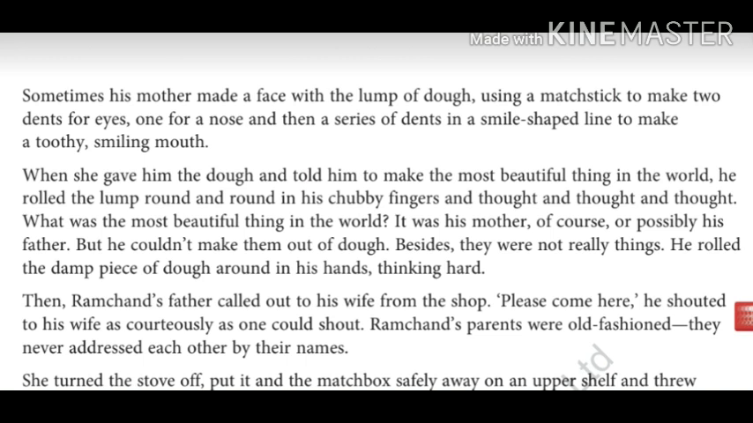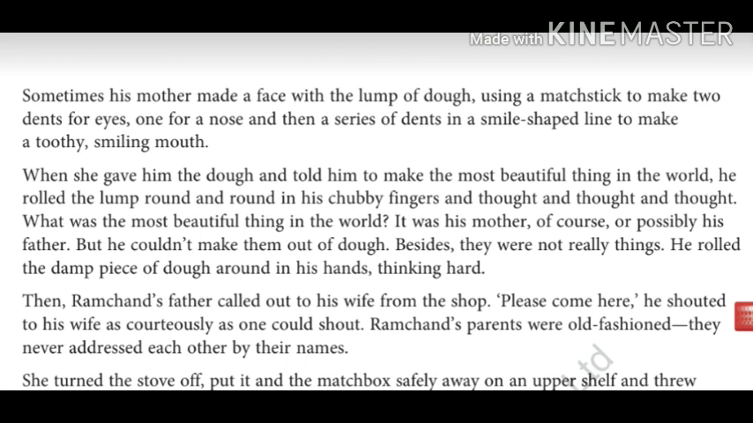Sometimes his mother made a face with a lump of dough, using a matchstick to make two dents for eyes, one for nose, and then a series of dents in a small smile shaped line to make a toothy smiling mouth. Here, dents mean a shallow deformation in the surface. You remember when we get dents in the car just because of an accident? Yes, it is the same dent.